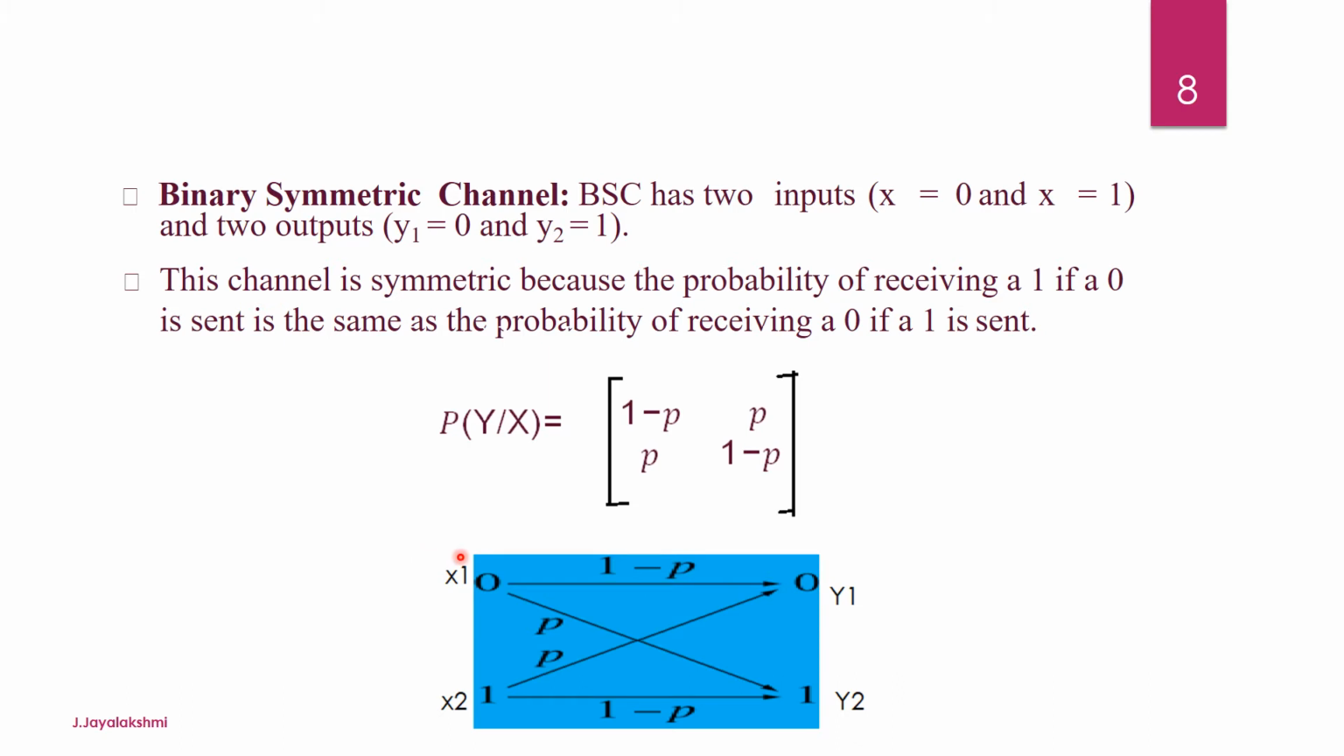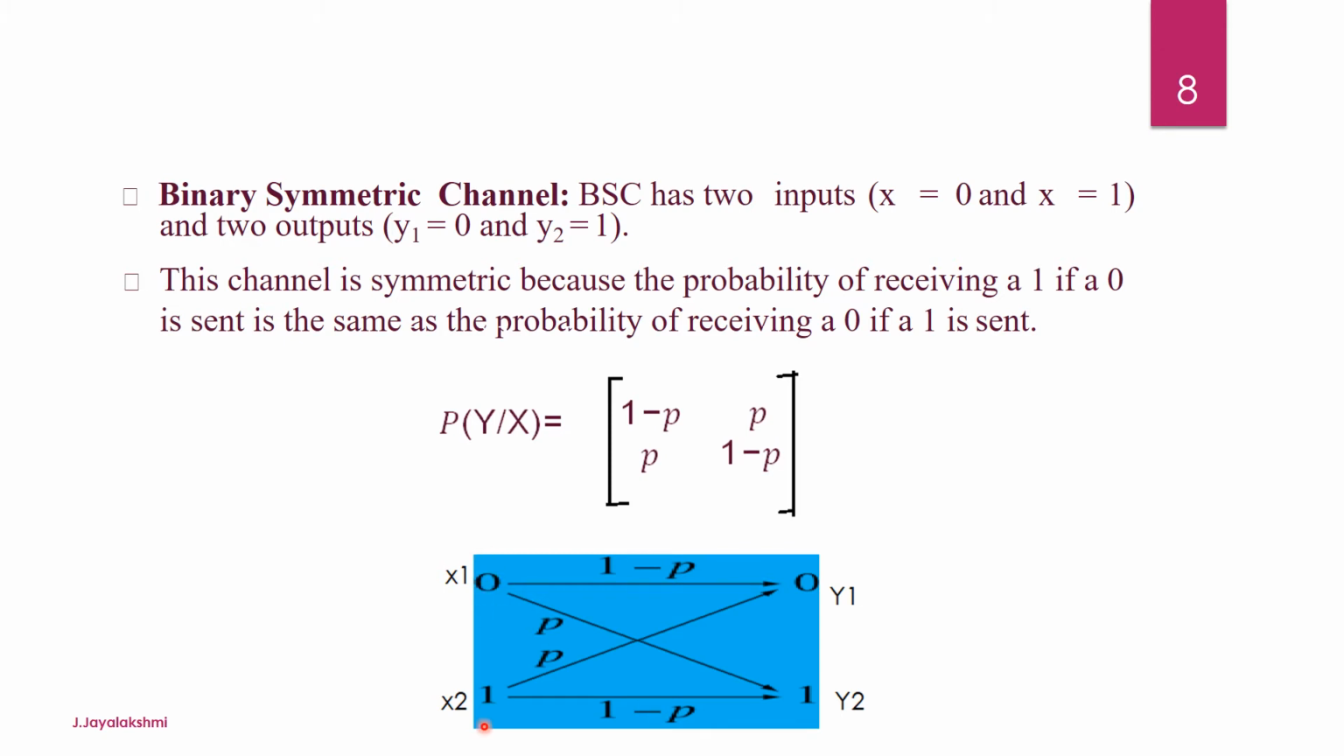You have two input variables x1 and x2, the inputs being either 0 or 1. The outputs are y1 and y2. If 0 is transmitted and 0 is received, the probability is 1 minus p; 0 transmitted and 1 received, the probability is p. Similarly, 1 transmitted and 0 received, the probability is p, and 1 transmitted and 1 received, the probability is 1 minus p. This is how you represent the symmetric channel pictorially.